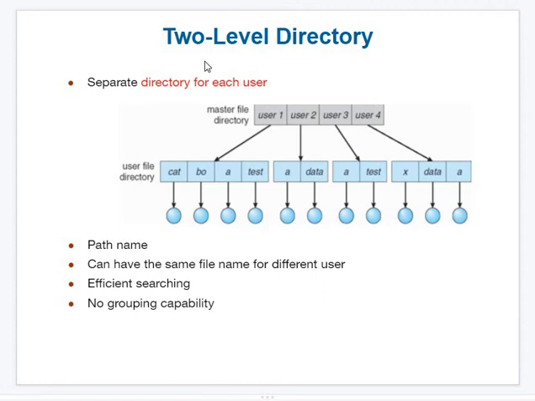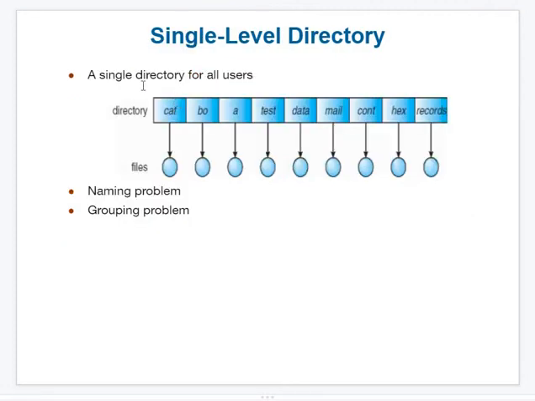Coming to the next, one more point: a single directory for all users. These are the A9 users. One directory we will use. That means whatever files user 1 has, he is unable to give to user 2 in a single level directory. Nowadays these problems are solved, but we still have to study them as basics.